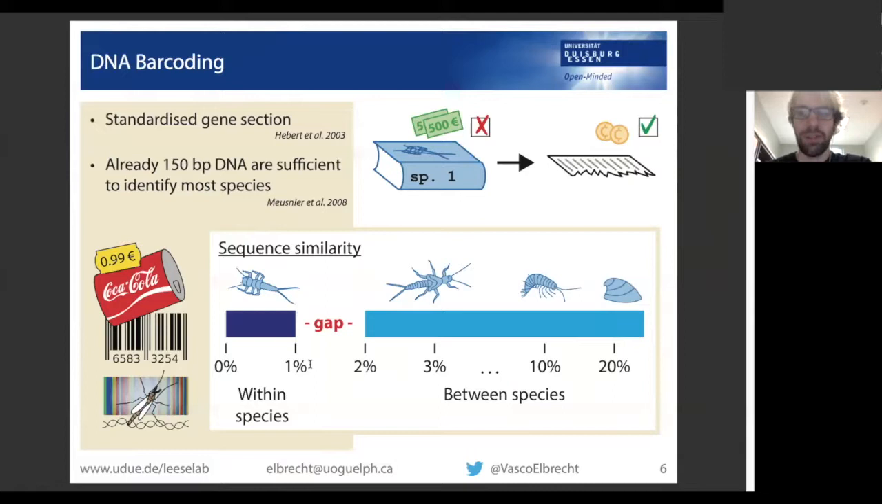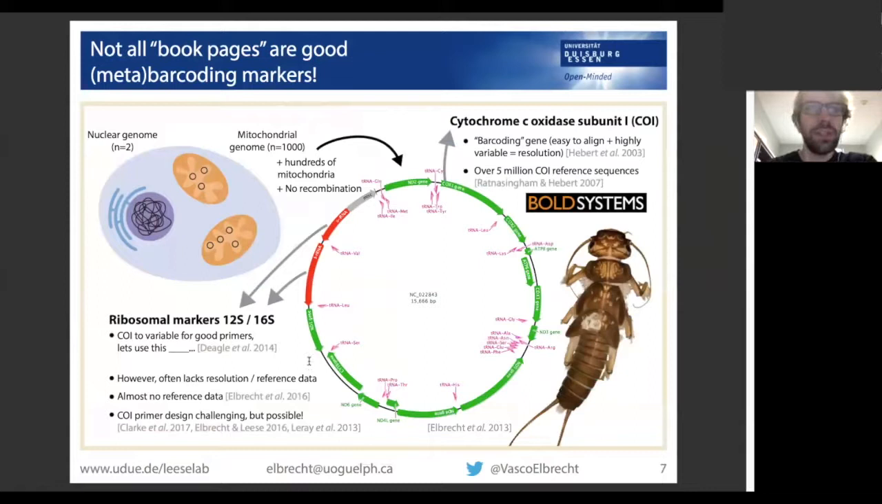So now the big question is, which page of this book are we using? Because there are different markers available. And we talked about that there is this nuclear genome and also mitochondria. Mitochondria is kind of the powerhouse of the cell. Those are small cell components, and in here, they have their own genomes and they're quite tiny.